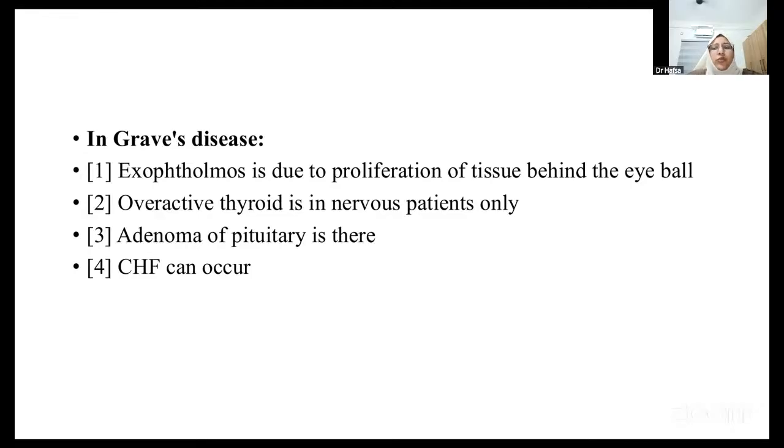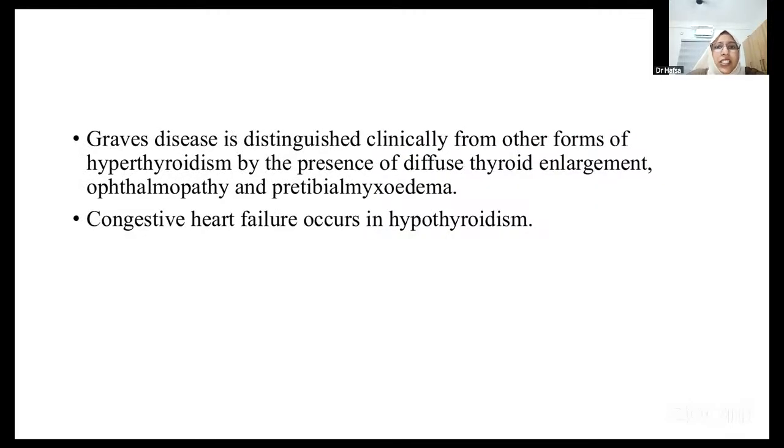That is the answer. This is the example of Graves' disease. Graves' disease is distinguished clinically from other forms of hyperthyroidism. Understand, Graves' disease falls into hyperthyroidism by the presence of diffuse thyroid enlargement, ophthalmopathy, and pretibial myxedema.